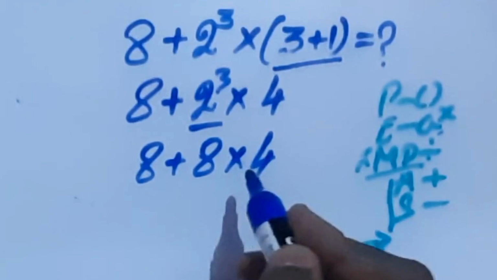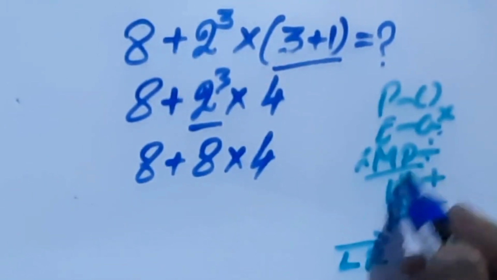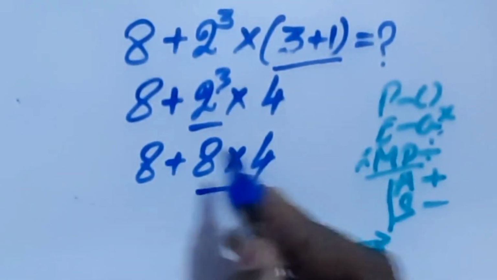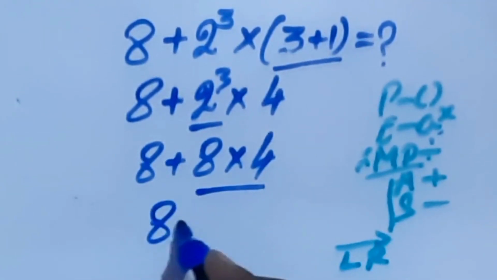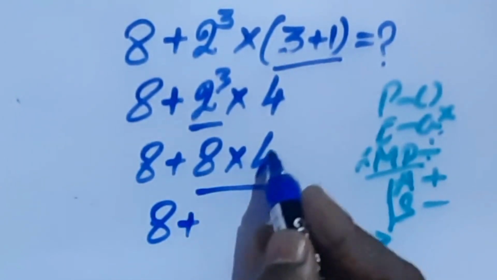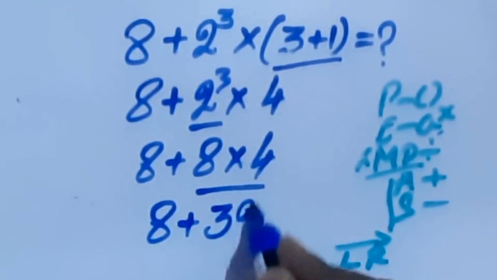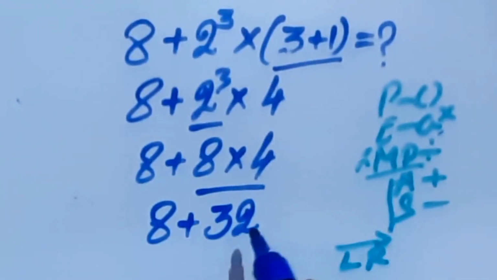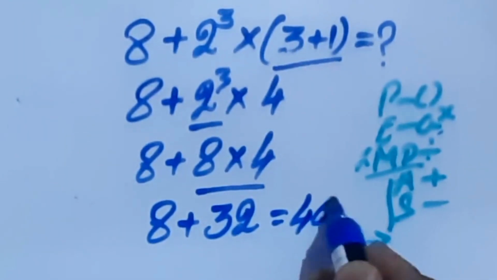Here we have addition and multiplication. Here multiplication is higher priority than this addition, so we have to do this multiplication before this addition. Here 8 plus here 8 times 4 is 32. Here 8 plus 32 is 40, which is the correct answer.